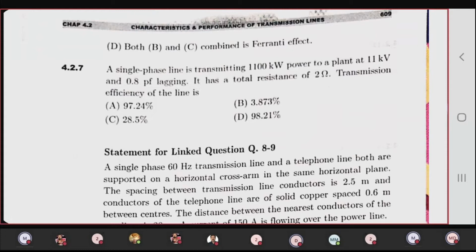We know the power is given 1100 kilowatt, the rated kV value is 11, the rated power factor is 0.8 lagging, and resistance in the transmission line is 2 ohms. Based on this information, we have to find out the transmission efficiency. So with simple relations we can solve this problem.